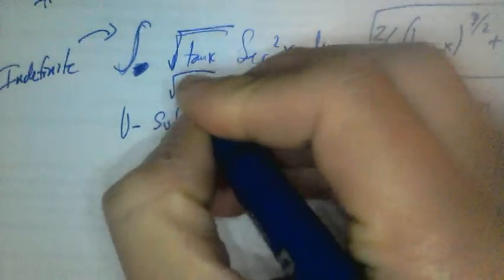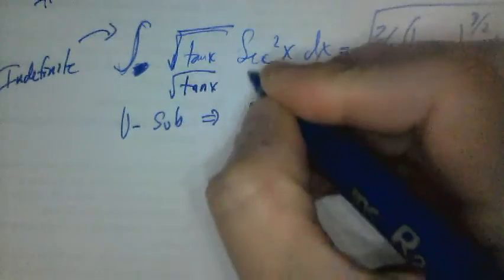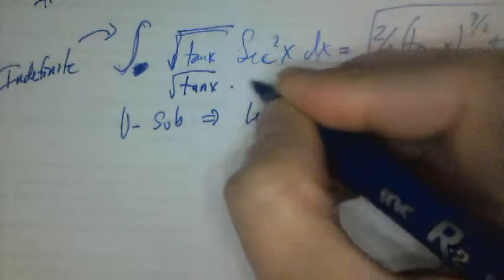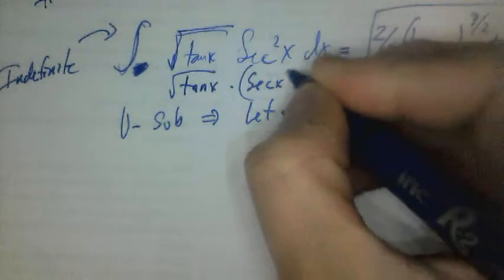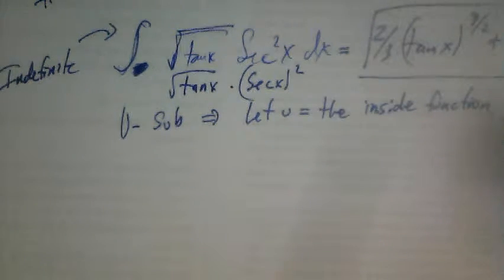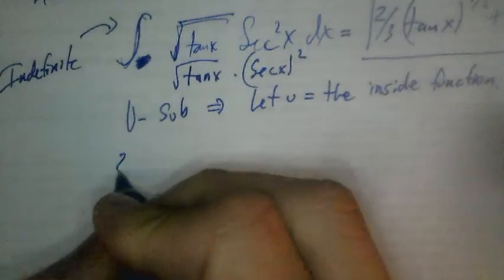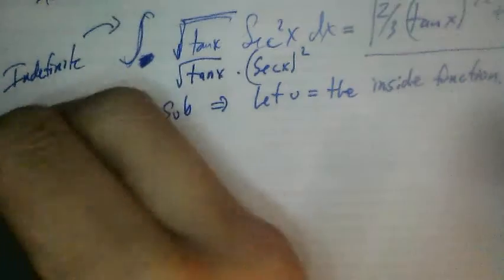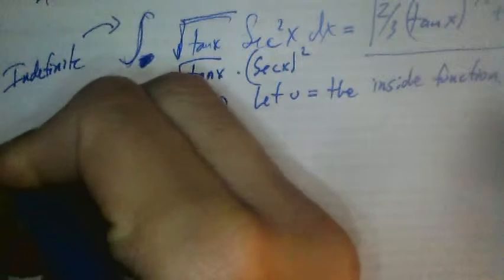So I'm going to rewrite this to get a better idea. We have the square root of tangent x times secant of x squared. Technically you have two inside functions. What you want is the function such that when you take the derivative of that inside function, you get one of these other functions. So let's say I let u be secant x.